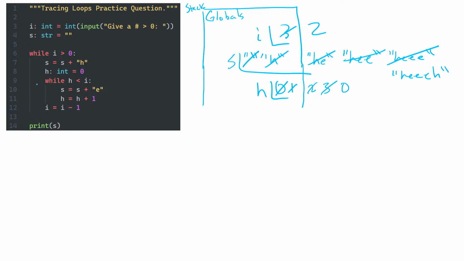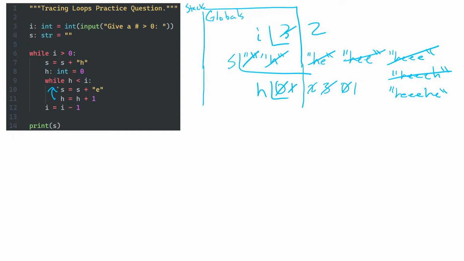It's now back to 0, and we reach this while loop, right? Well, H is less than I, so H is 0, I is 2. That's true. We go back in. We concatenate E. The string is starting to get long, so we now have H-E-E-E-H-E. We add 1 to H, just like we did before.